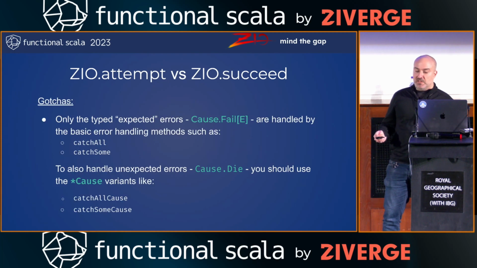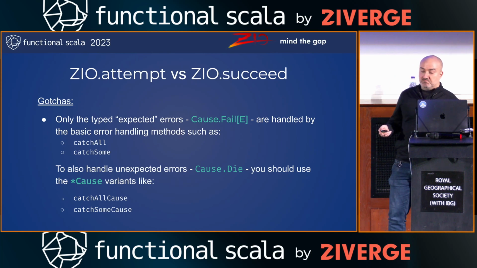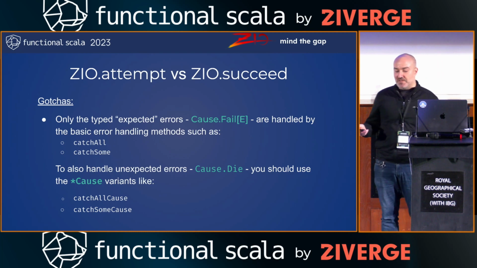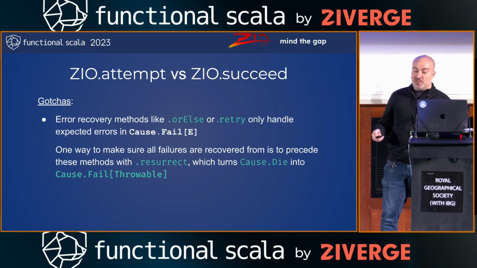So there's a gotcha here: if you use error handling methods by default, like catch all or catch some, they don't actually catch the die case. So that's something to consider. If you do want to catch the die case, you should use the cause variants, catch all cause and catch some cause. And the same goes for things like or else or retry.